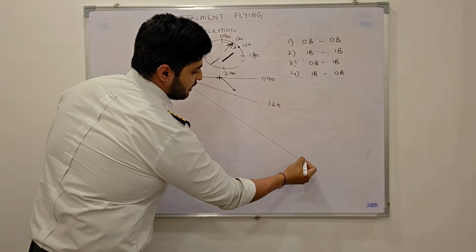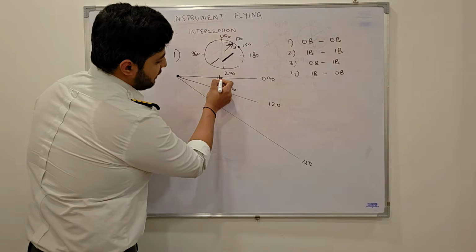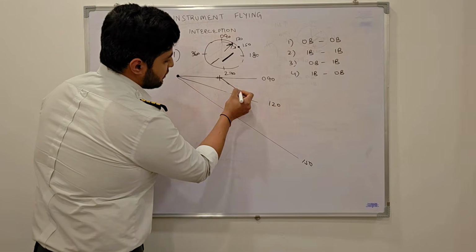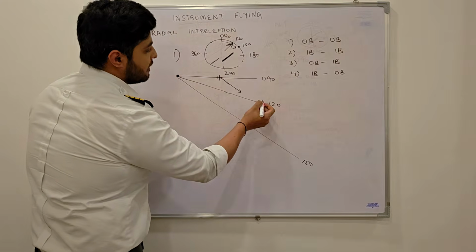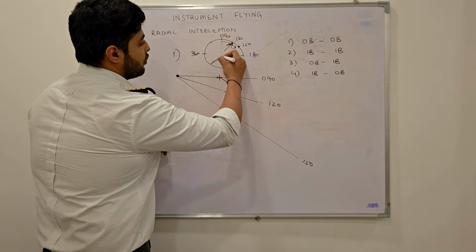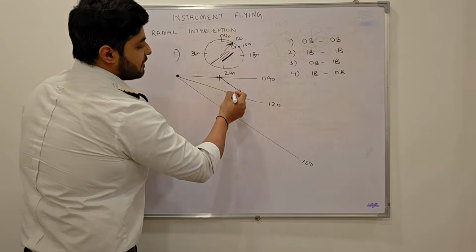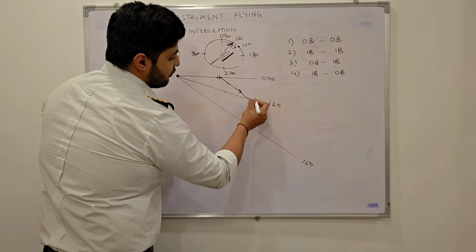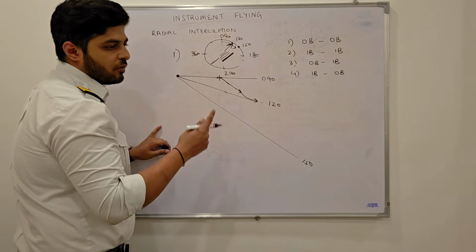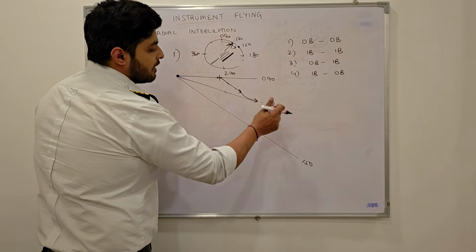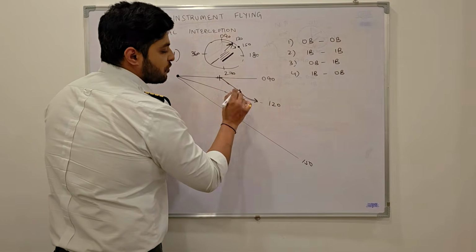150 radial is somewhere here. So if you fly heading parallel to it, which is 150, you will reach 120. As soon as you are approaching this radial, the CDI will come closer to the center. As soon as it is reaching center, turn left to fly 120, because I just briefed you that you have to fly only two headings to maintain a steady radial. That can be either inbound or proceeding outbound.